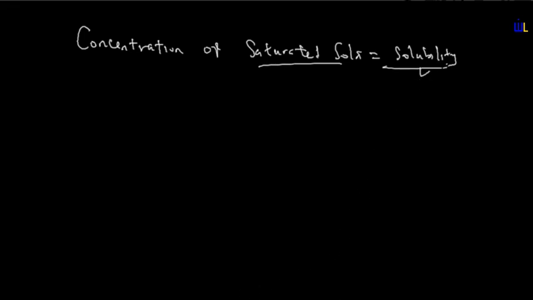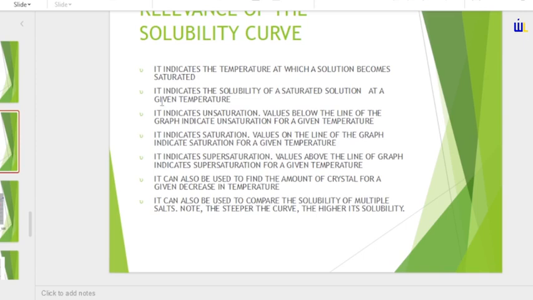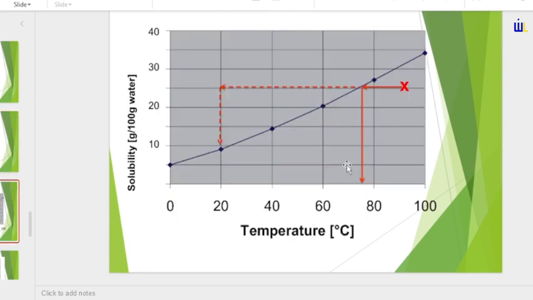So let's go back to the relevance. I said that the first relevance is that it indicates the temperature at which a solution becomes saturated. That's the first thing it does. It will tell you, okay, at this temperature this particular solution has become saturated. Let's see how that works. So this is exactly how it works. Let's look at this. So if we are to consider the curve, how are we going to find the temperature at which a solution becomes saturated?